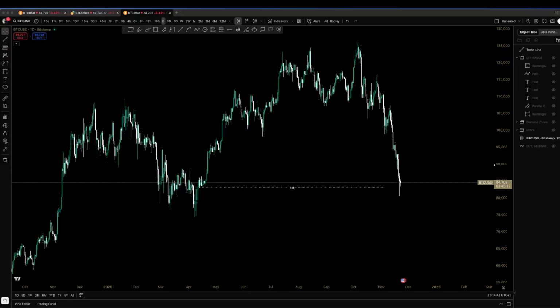Is this the bottom? What is the order flow? And what can we trade?